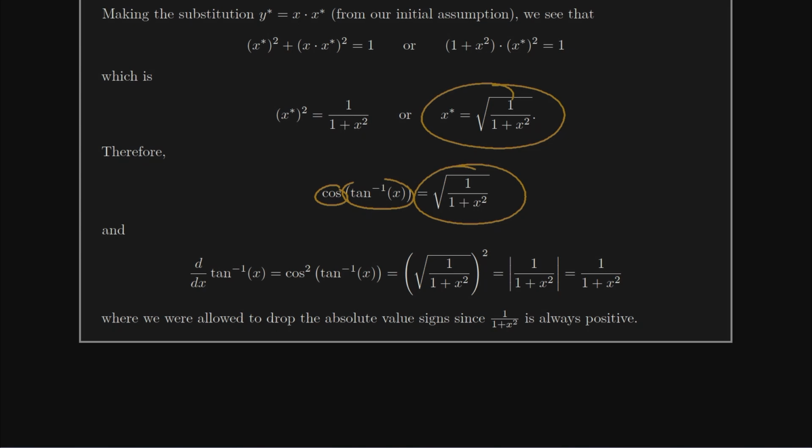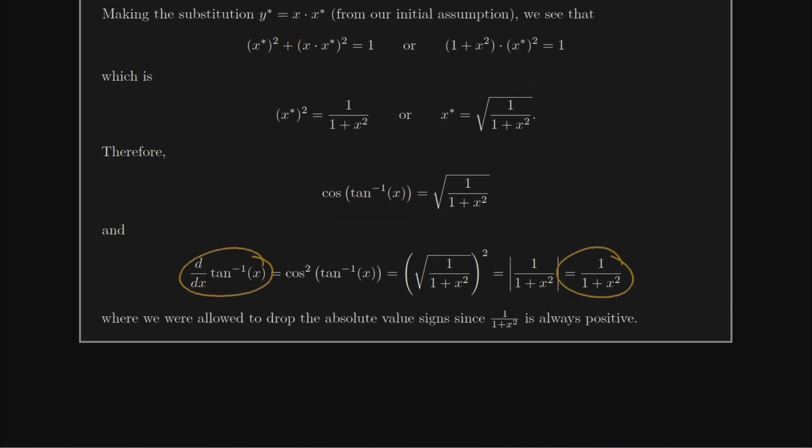But we weren't talking about cosine of tan inverse, we're talking about cosine squared of tan inverse. So I'm going to take the square of that entire square root, which is just going to give me 1 over 1 plus x squared. So you find out that the derivative of tan inverse of x is 1 over 1 plus x squared.